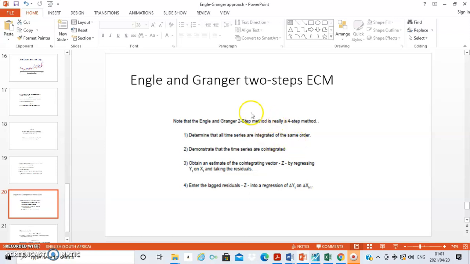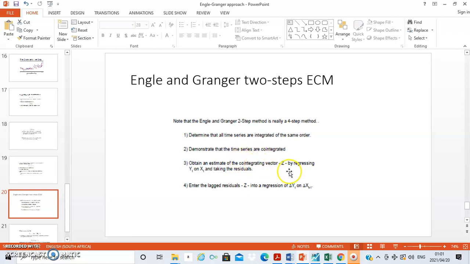Then it's actually a two-step approach, although there are 4 steps involved. The first step is determining the order of integration of the time series to make sure that they are all integrated of the same order. So meaning you test for unit root. What is unit root? Unit root is basically a test of whether the variables are stationary or not. And then the second is that we have to demonstrate that the time series are co-integrated. So once we test for unit root, we estimate the long run equation, and then we create a residual, which I'm going to show you in EViews.